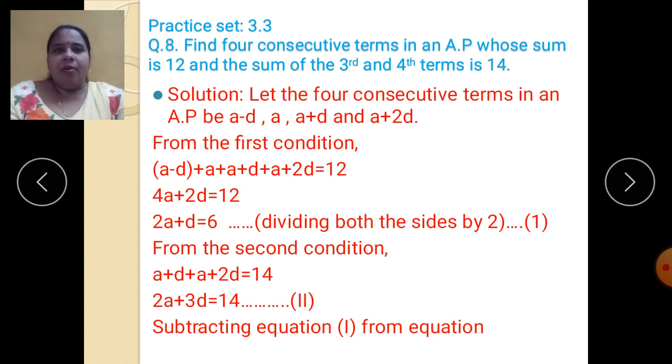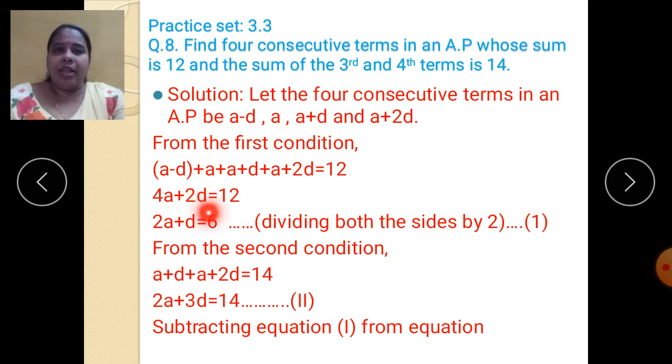8th sum. Find 4 consecutive terms in an AP whose sum is 12 and the sum of the third and the fourth term is 14. Now the first thing is 4 consecutive terms. I hope you remember the assumption. The 4 consecutive terms will be a minus 3d, a minus d, a plus d and a plus 3d. What is the first condition here? Sum is 12. Sum means adding all this, I should get 12. So let us write that. And here you can see minus d plus d getting cancelled. But this 2d is there. Do not forget this. Correct?